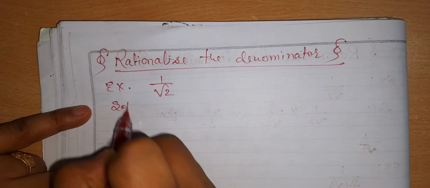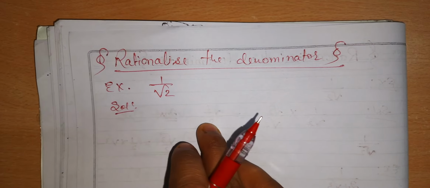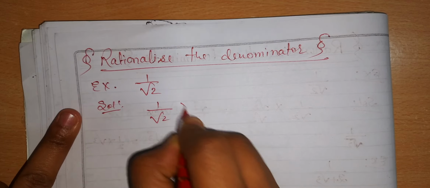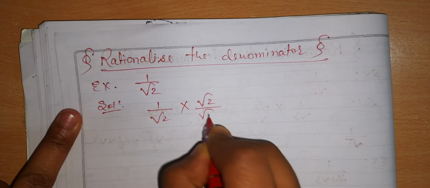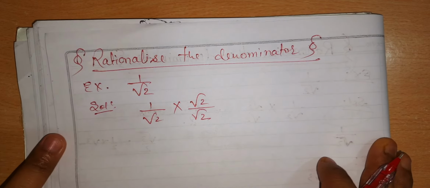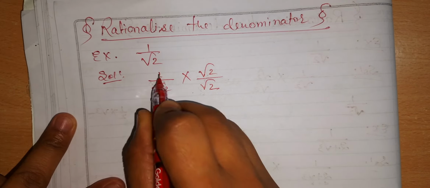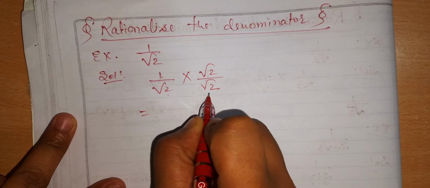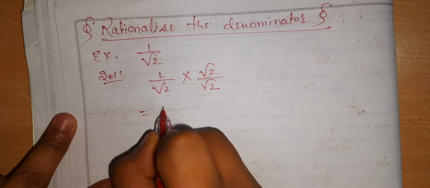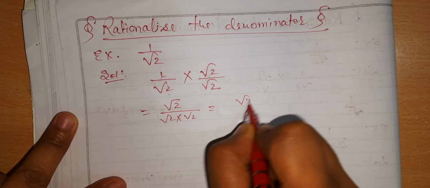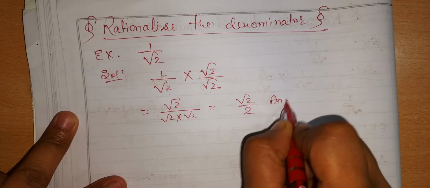So in the rationalization, what will we do? We have root 2 in the denominator. So in this number we'll multiply by root 2 as well as divide by root 2. Now, numerator multiplies by numerator and denominator multiplies by denominator. So 1 multiplied by root 2 is root 2, and root 2 multiplied by root 2 is 2. So this is the answer.